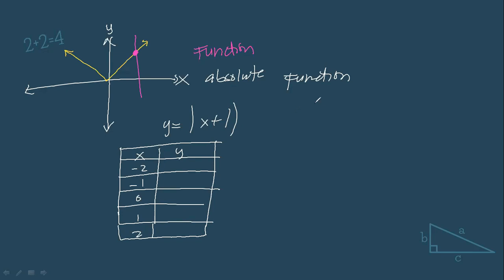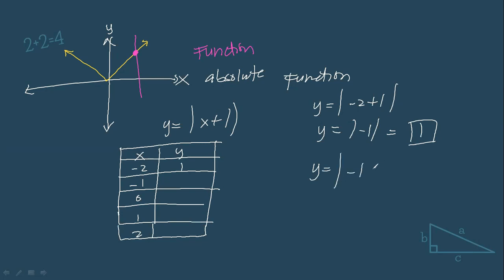So, what will be the value of y? Halimbawa y is equal to the absolute value of negative 2 plus 1. That is negative 2 plus 1, that is negative 1. What is the absolute value of negative 1? Isn't it that it's just 1? So, alam na natin na ang value para sa negative 2 is 1. Paano naman kapag the absolute value of negative 1 plus 1, is equal to negative 1 plus 1, that is 0. What is the absolute value of 0? Still 0. So, lagay natin dito 0.